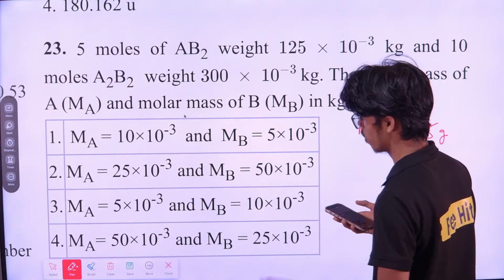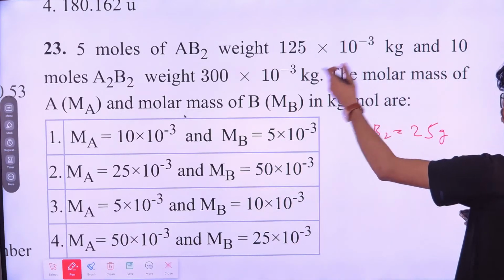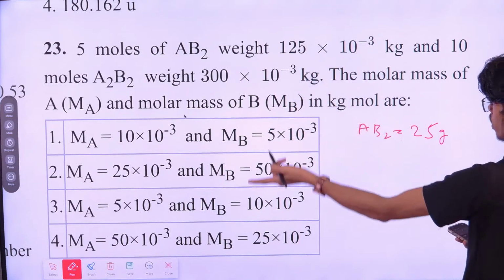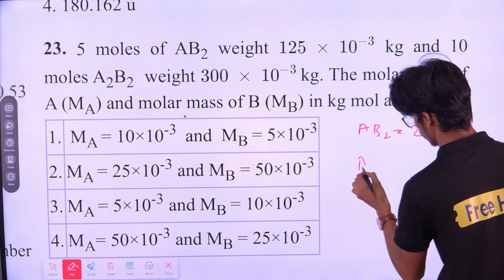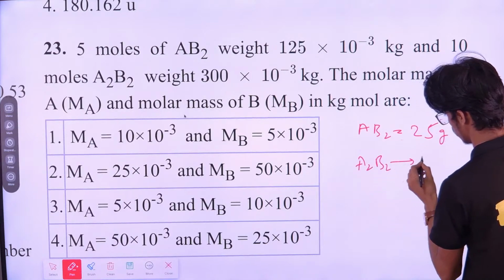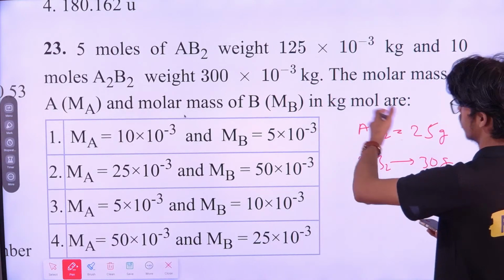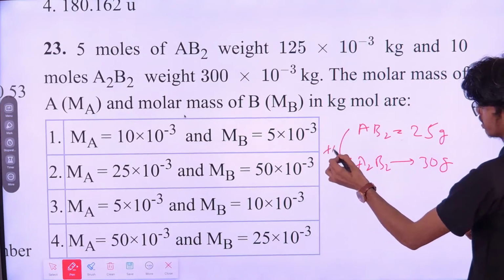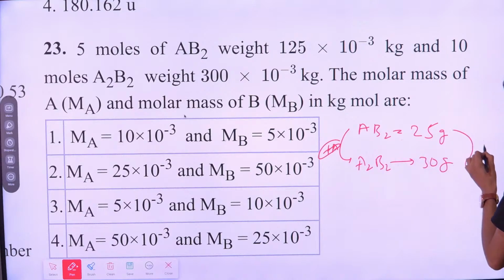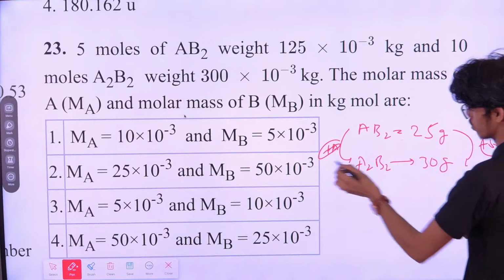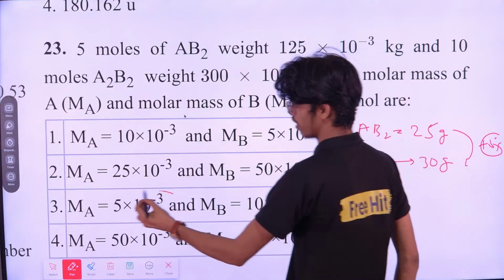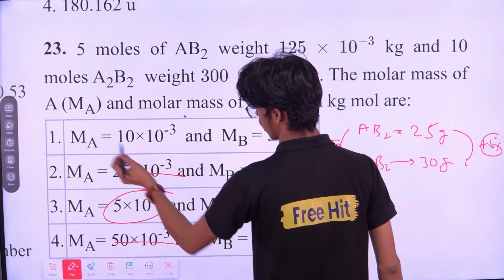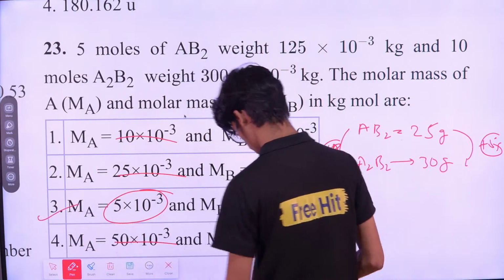23 option number 3. Let's see. And 10 moles of A2B2 is 300 gram. So 10 mole is 300 gram, 1 mole is 30 gram. The molar mass of A and B are how much? Okay, see, 1 A is adding, and here 5 gram is adding. So obviously the mass of A is 5 gram. Mass of A is 5 gram. That is the answer itself. You can see none of them is correct. Incorrect. Option number 3.